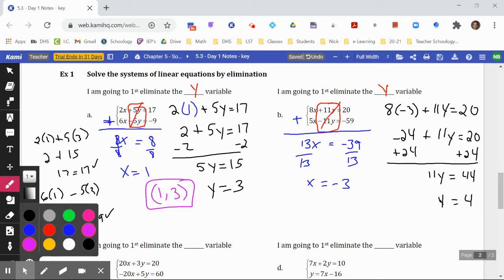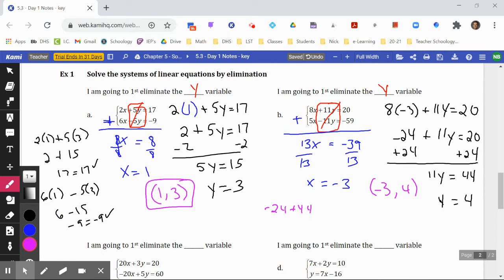So my solution should be negative 3 comma 4. I go ahead and check and make sure that that works out. So let's see, 8 times negative 3 is negative 24, plus 11 times 4 is 44. So negative 24 plus 44 is going to be positive 20. All right, that works out for the first one.